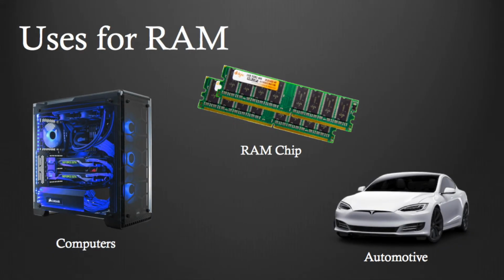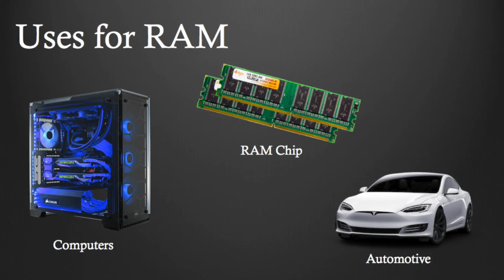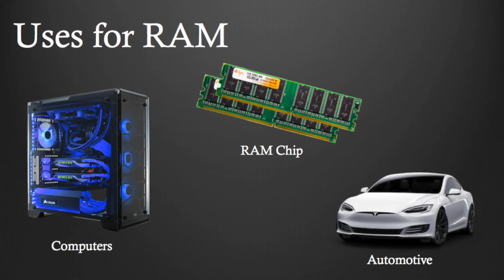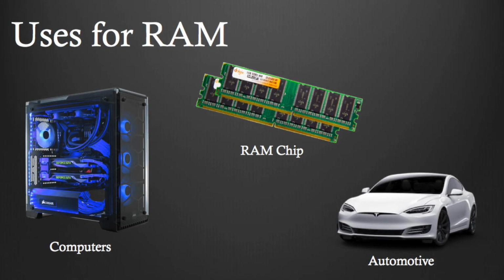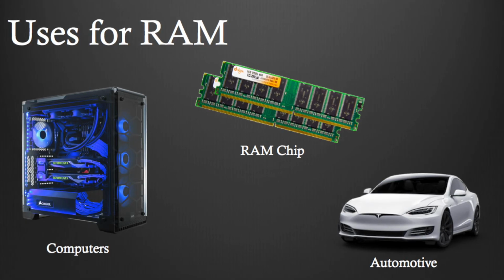RAM is used in a computer to store data that does not need to be stored in long-term use and needs to be written and read very quickly. RAM can be used in computers, planes, cars, and medical products.